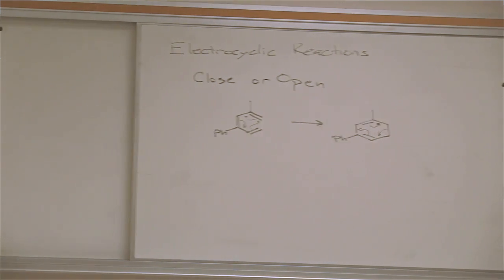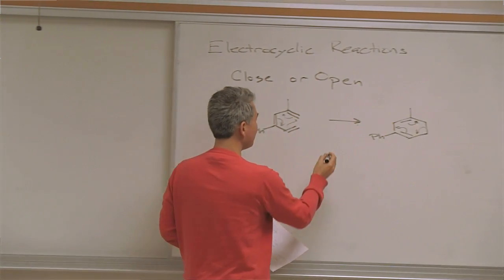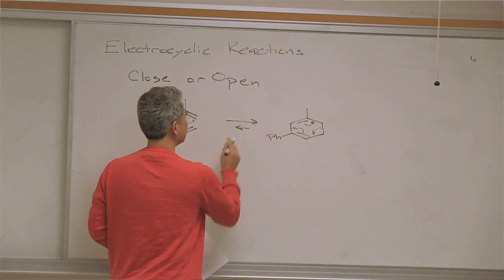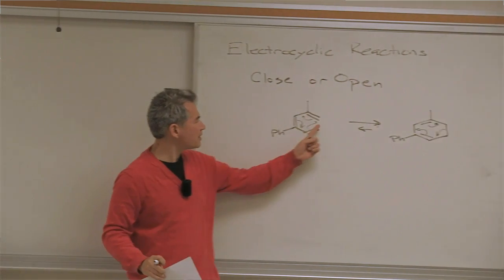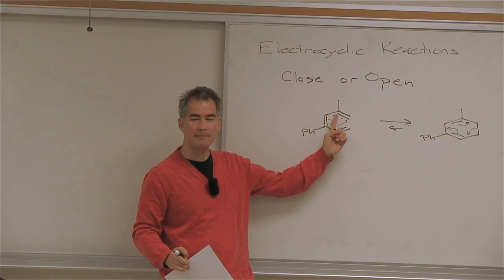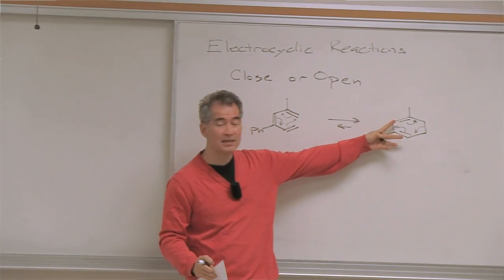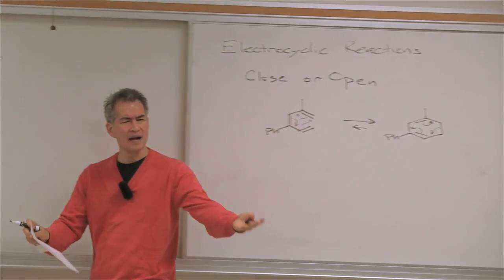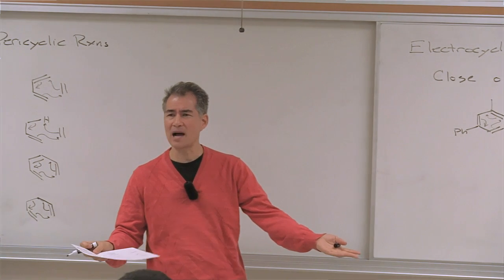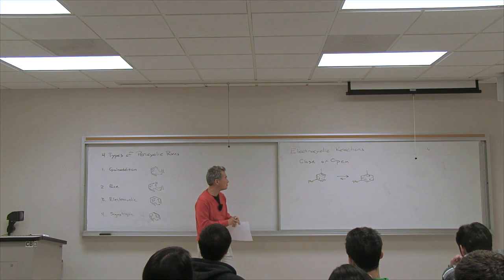So how do you decide what's favored or what's not favored? Here it's kind of easy to decide. Really what we're doing is we're trading. I've got 3 pi bonds, 3 carbon-carbon pi bonds in my starting material. And in my product, I've only got 2 carbon-carbon pi bonds. I've traded a weak carbon-carbon pi bond for a strong carbon-carbon sigma bond.